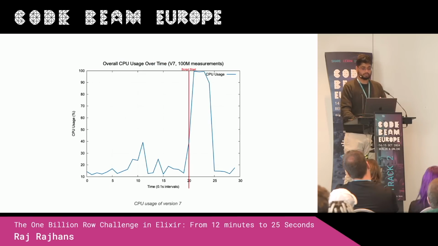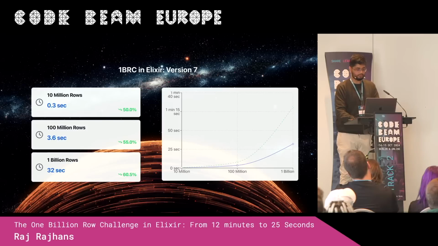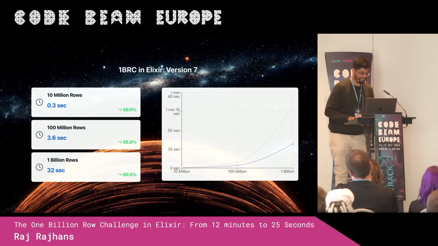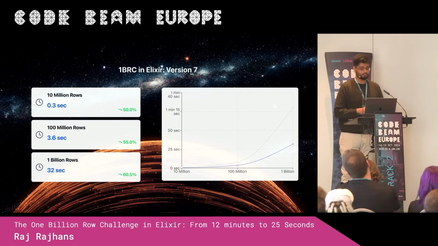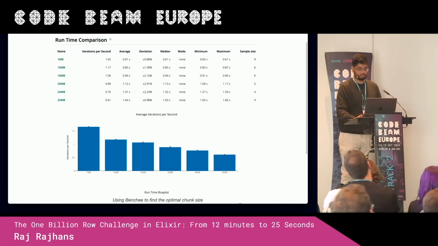Yeah, so this was the CPU usage graph. Again, very beautiful, goes up, comes down only once it's done. Comparatively, it's faster. How much faster? So we went from 0.6 seconds to 0.3 seconds, 8 seconds to 3.6 seconds, and 1 minute 21 seconds to 32 seconds for a billion rows. Amazing.